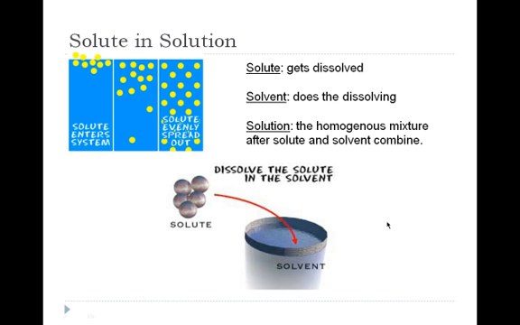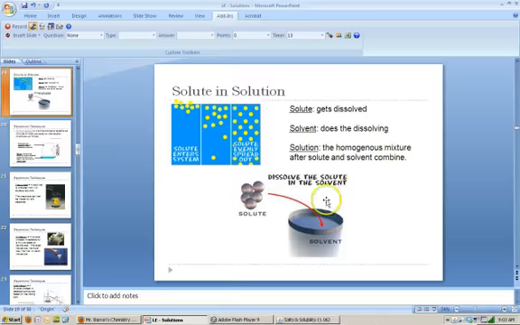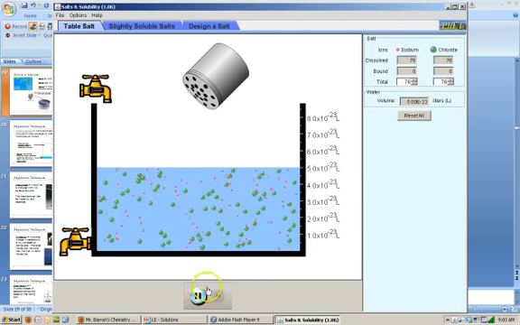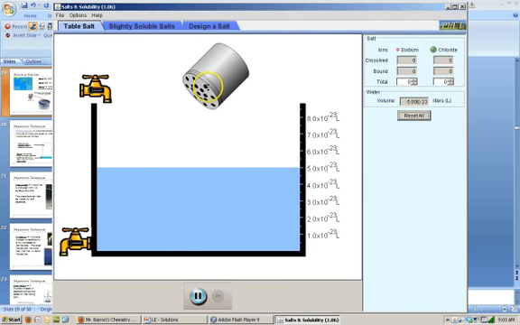Well, we have some vocabulary we need to know. We need to know the difference between solutes, solvents, and solutions. Solutes get dissolved. The solvent does the dissolving, and the solution is a very specific homogeneous mixture after the solute and the solvent have combined. Let's go to my animation where I am going to show you salt dissolving in water.